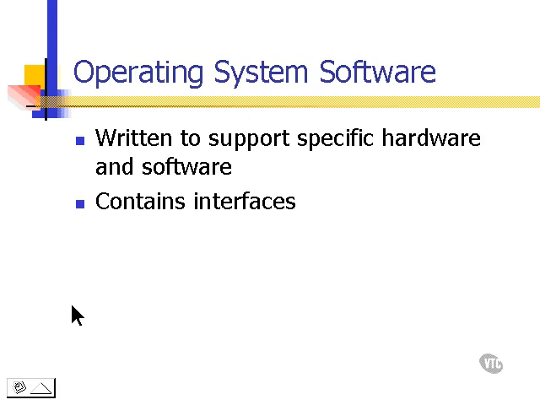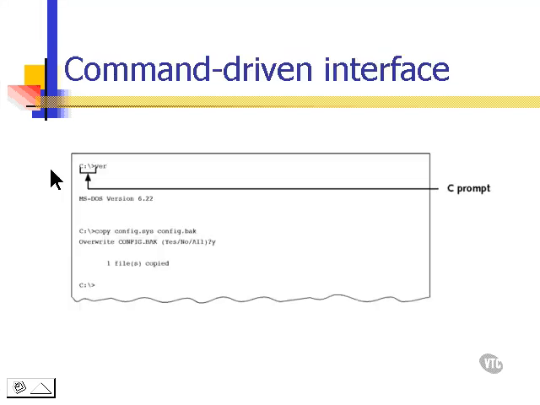Operating system software is written to support specific hardware and software, and it contains interfaces. There are many different types of interfaces. A command-driven interface is usually indicated with a C prompt. DOS was a program that started with a command-driven interface. And we still use command-driven interfaces to do some configuration, especially with TCP/IP configuration in networks.